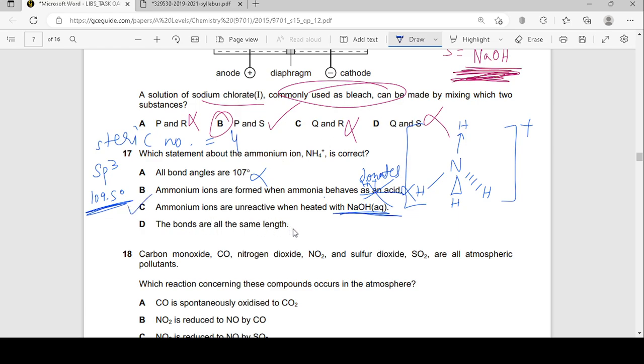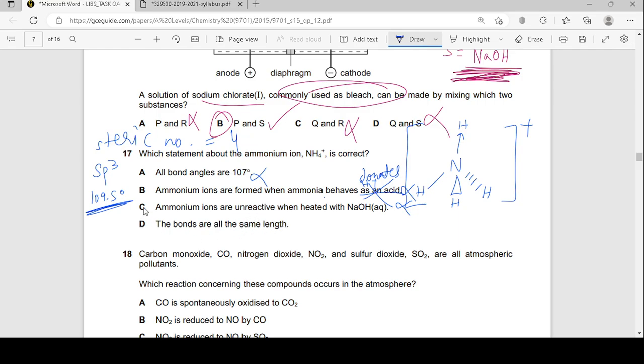The bonds are all the same length. Okay, wait, now I'm confused. Is it C or D? What? Oh, yeah, I don't know why. I mean, I just said right now that there will be a reaction, right? And they're saying it's unreactive. So obviously that statement is wrong, because ammonium ions are reactive when heated with NaOH. And I accidentally read it as reactive.